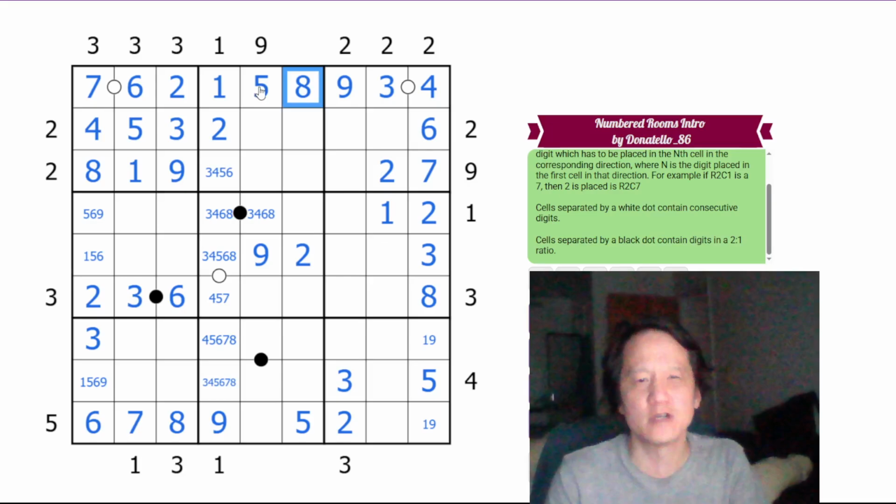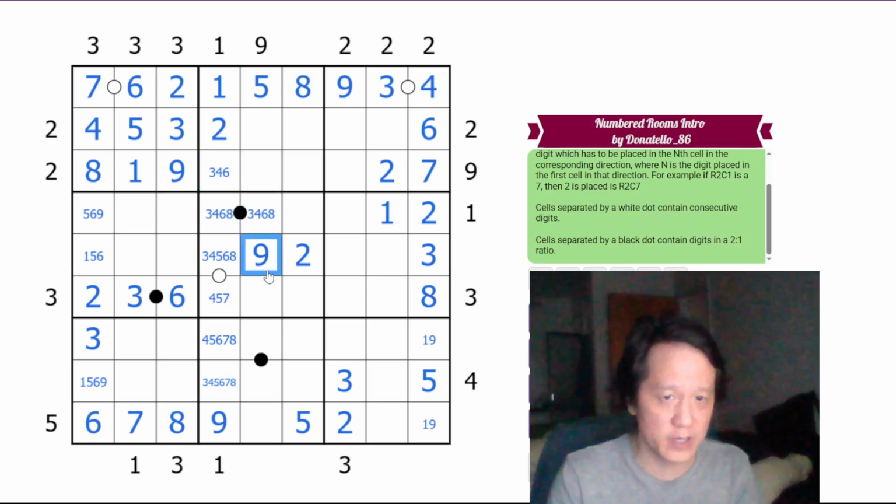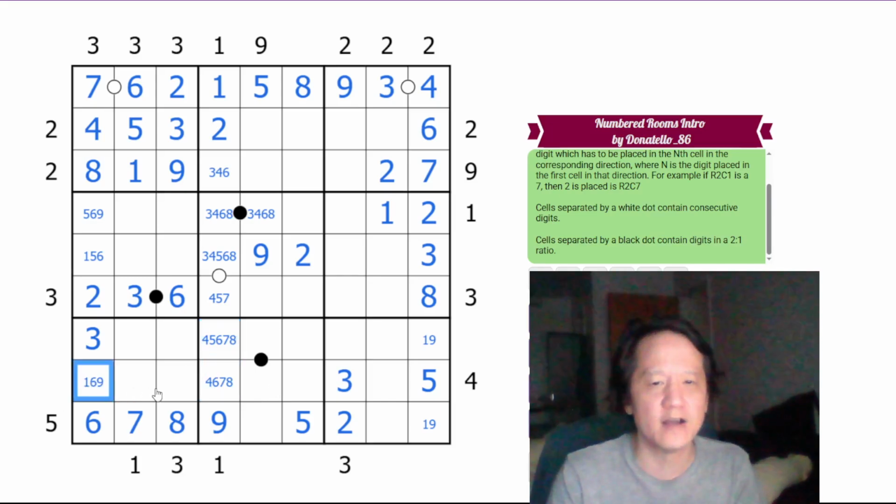This can't be 1 or 9. This is 8. This can't be 5 anymore because of the 5 in the box. This can't be 3 or 5. This can't, well, okay, this can't be 5 or 6. And these can't be 6. Okay.